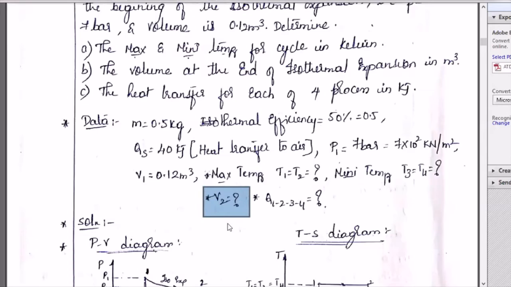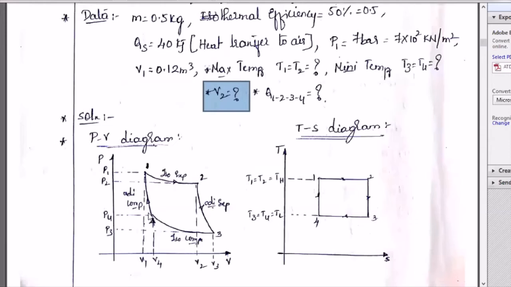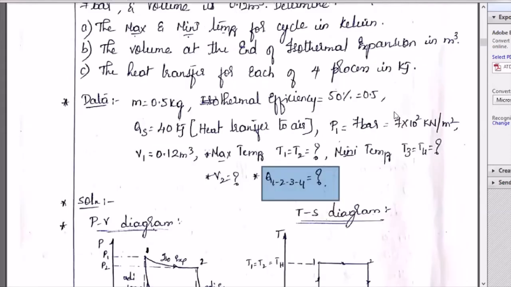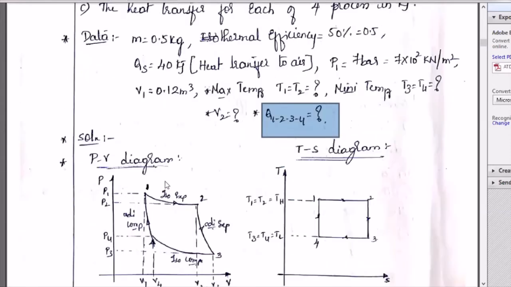So already Q_S is given for 1 to 2. We have to find out Q of 2 to 3, Q of 3 to 4, and Q of 4 to 1, all. So that's why I have written Q of 1-2, 2-3, 3-4, 4-1. After taking down the data, hope you have understood how to take down the data. Once after writing down the PV diagram, here is the isothermal compression. The beginning of isothermal compression is 3, and the ending of isothermal compression is 4. This way, the values are taken.